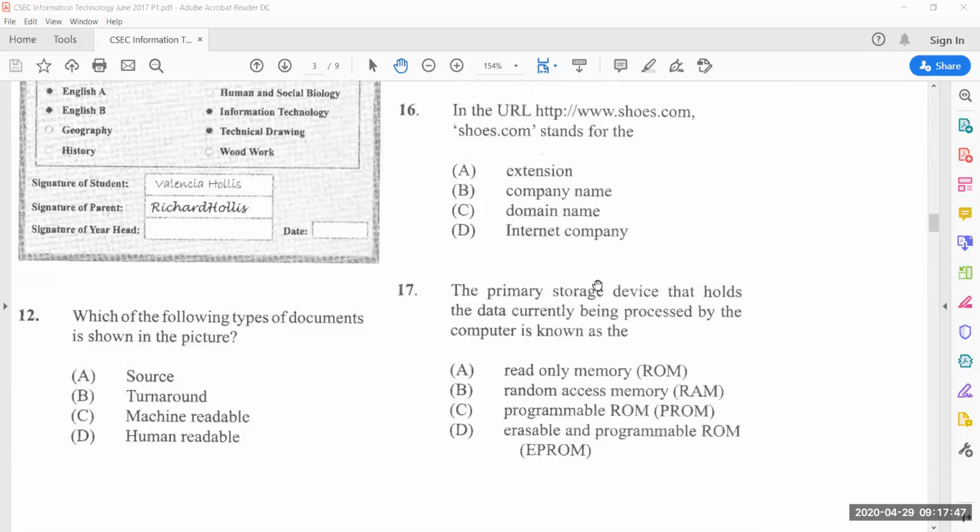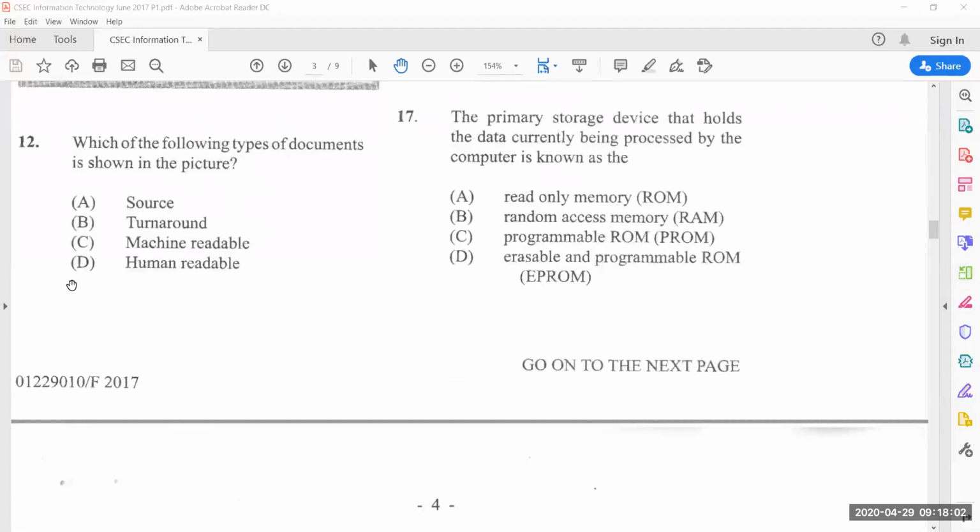In the URL http://www.shoes.com, the shoes.com stands for what? C. Yes, the domain name, correct. Okay. 17, the primary storage device that holds the data currently being processed by the computer is known as, you have ROM, RAM, programmable ROM, and EEPROM, erasable and programmable ROM.